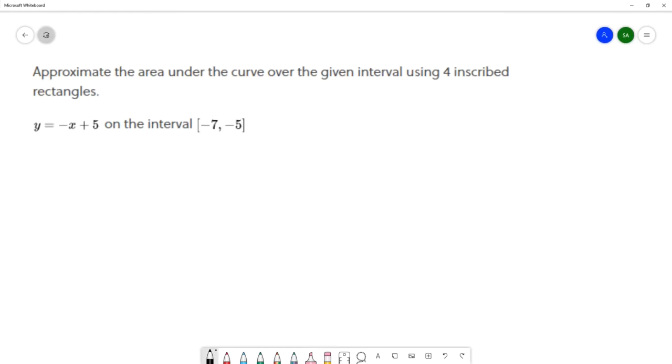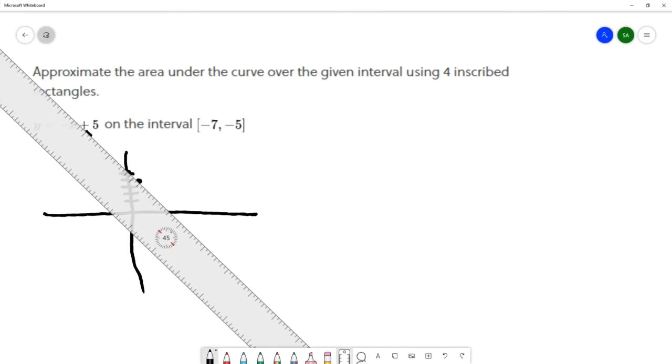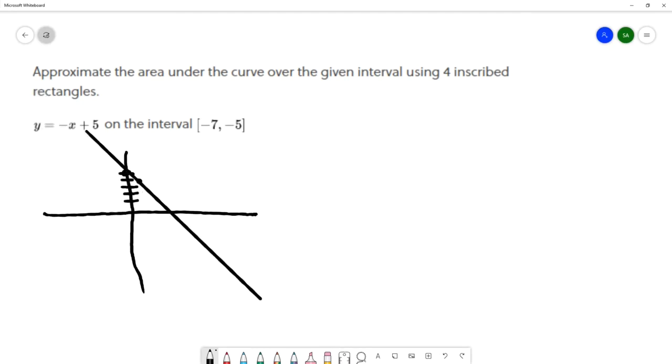So let's start by drawing a picture. We have the equation y equals -x plus 5. This is a straight line with a y-intercept at 5 and a slope of -1. So it has a y-intercept at 5. We go down 1 and over 1 since it has a slope of -1. We can connect those 2 points with a straight line since this is a linear equation. And we're trying to find the area. My scale is not so great here, but we're going to estimate that this is -7 and -5. And this is the area that we're interested in finding.